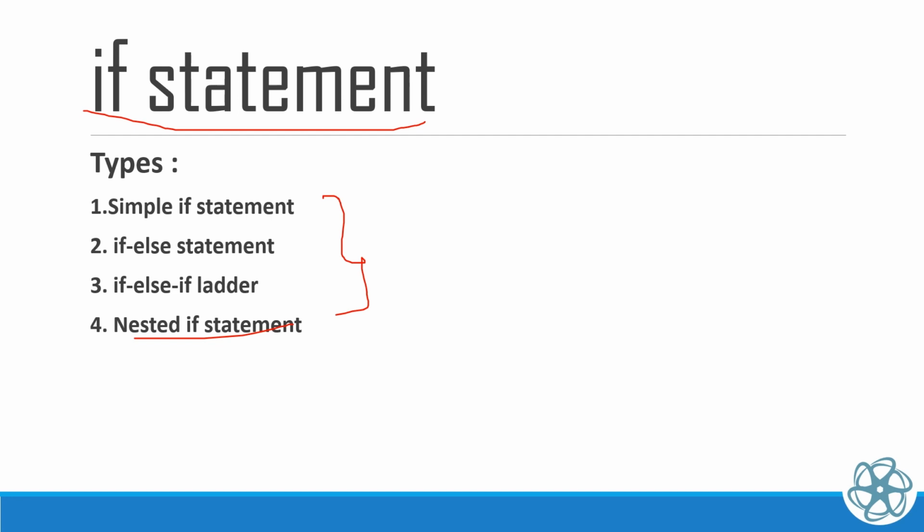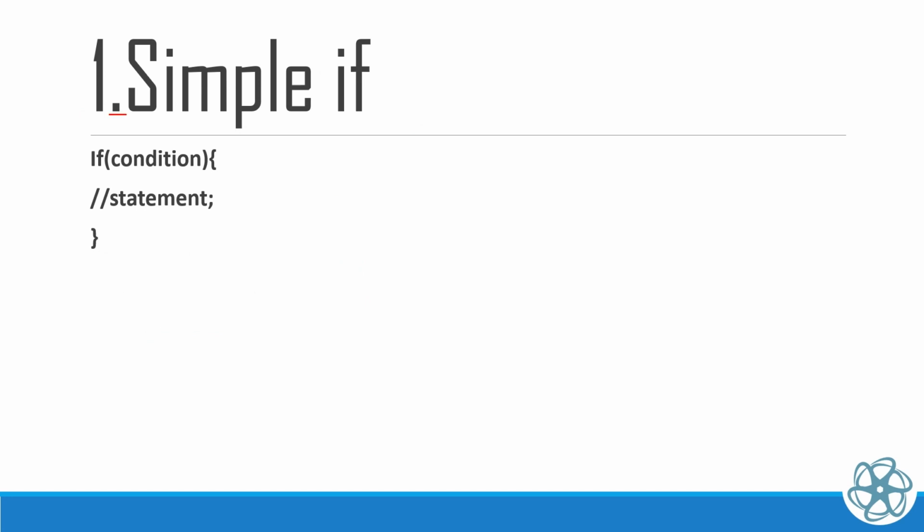The first type is simple if. Simple if means if, then a condition, and then the statement which I want to execute. This is the simple syntax of the if. How can I write that? The if must be in small letters, not capital letters, make sure of that.